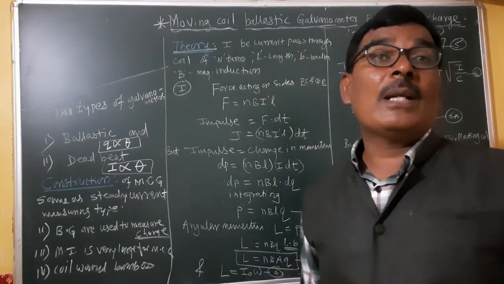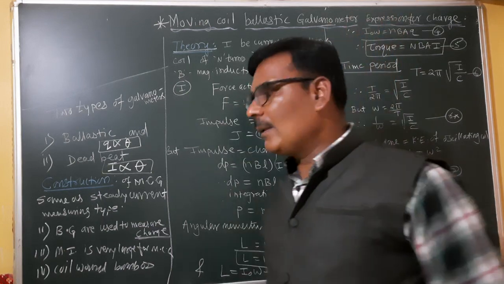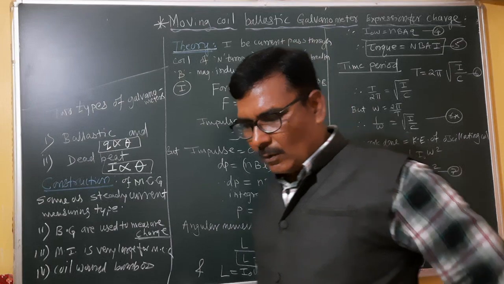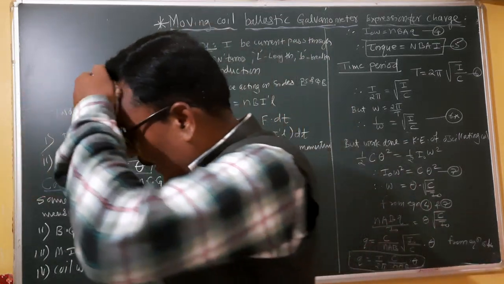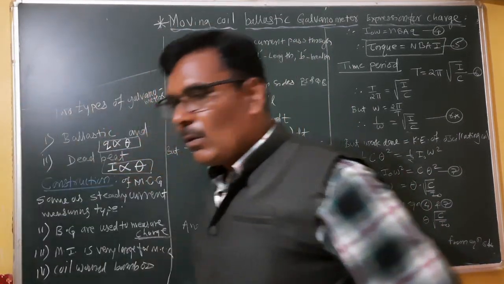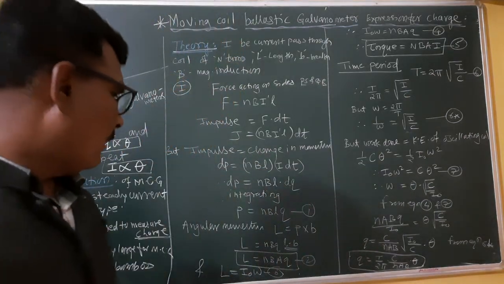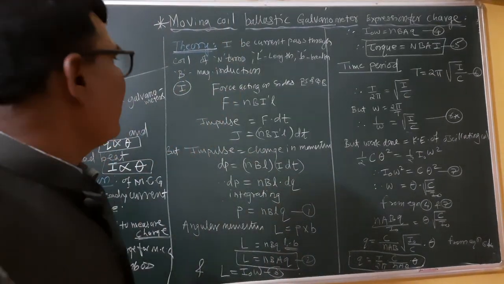Generally, what is the use of the ballistic galvanometer? It is used to measure charge, and the moment of inertia of the coil is very large. Another important point is that the coil is wound on bamboo, ebonite or similar material. These are the different materials used for winding the coil.